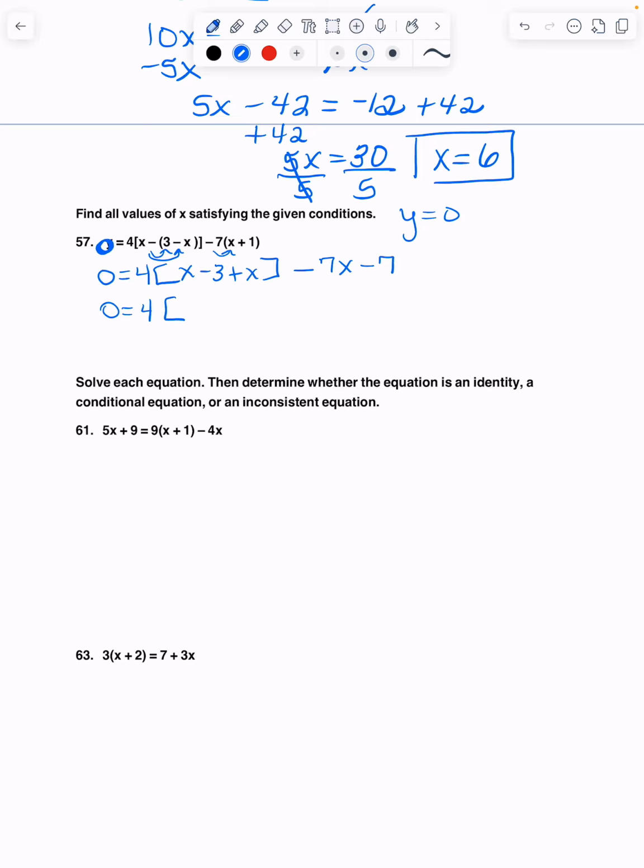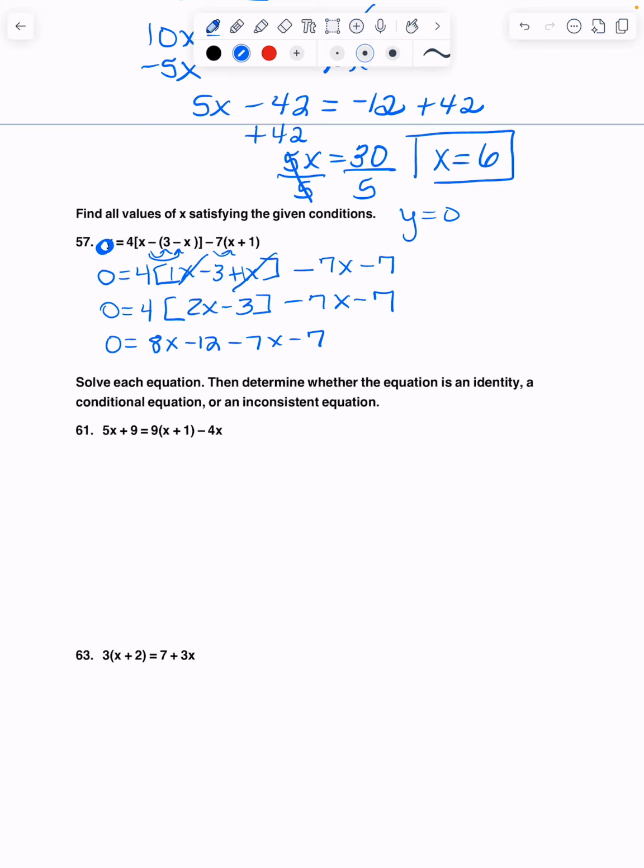So let's add our like terms. Both of these x's are positive, so that's like saying 1x plus 1x. That's 2x minus 3. Again, I'm just cleaning up this right side. So 0 equals 8x minus 12.